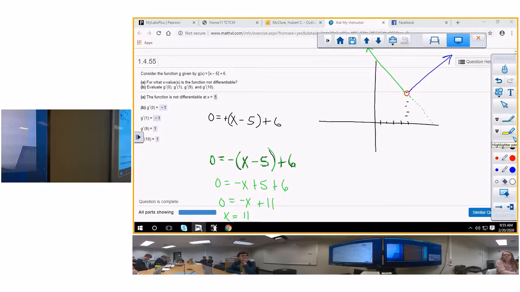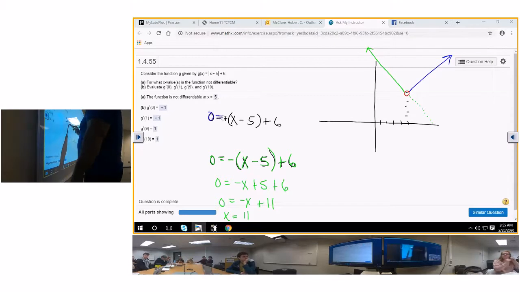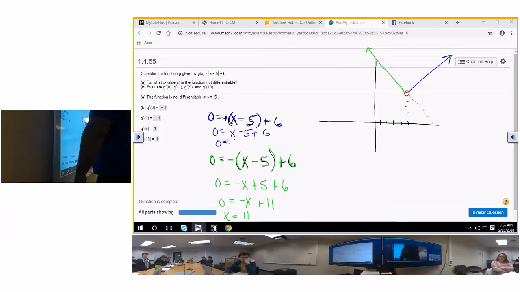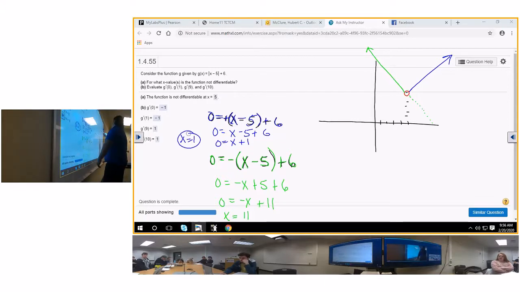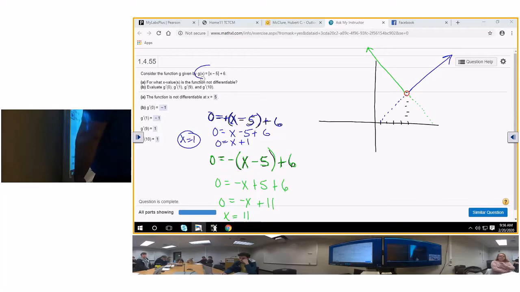So I'm going to take the blue marker, and 0 is equal to positive x minus 5 plus 6. And that's going to give you 0 is equal to x minus 5 plus 6. 0 is equal to x plus 1. X is equal to 1. So if you were to extend this blue line, you would hit the x-intercept at 1. But that's how you find it: whenever you want to find what the absolute value is equal to, you set it equal to the positive and the negative function.